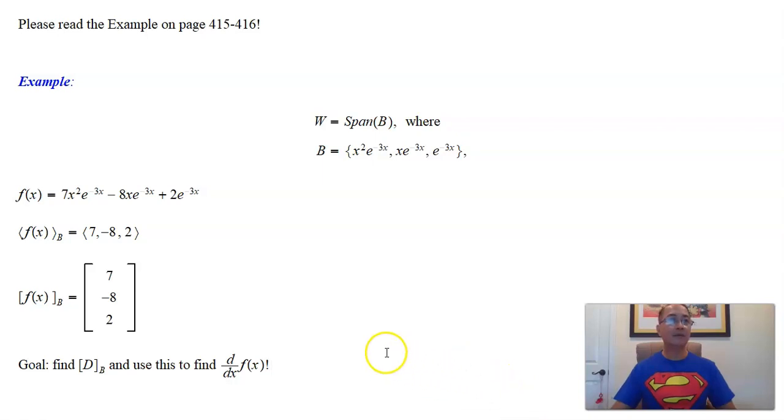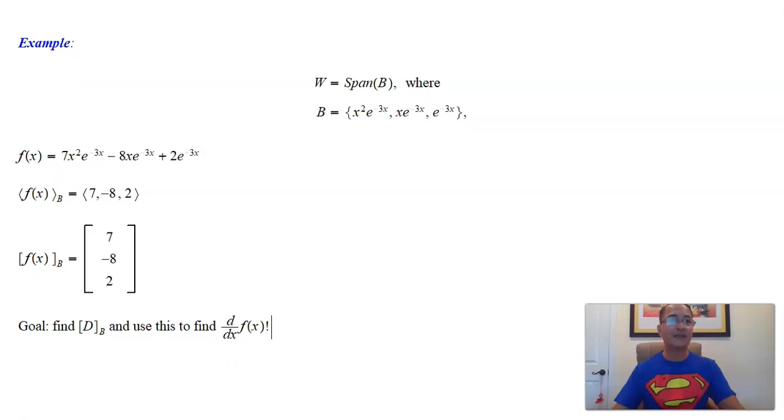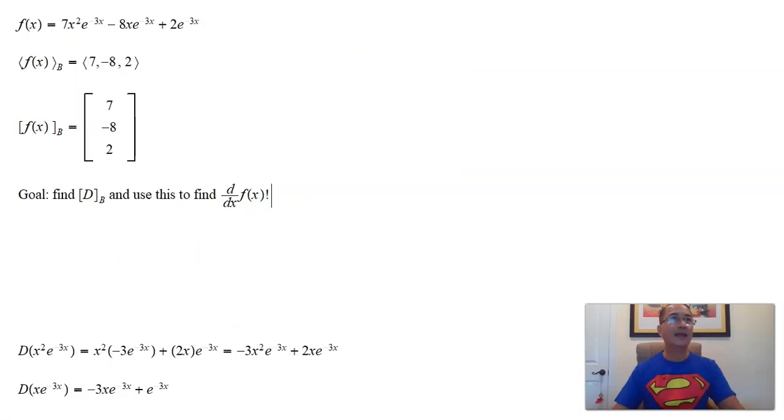So, the steps are, we need to find the derivative of these three functions and put them together into a single matrix. In column 1, we have the coordinates of the derivative for this function, column 2 for this function, column 3 for this function. But wait a minute, didn't we find those derivatives last time? Oh, yes, we did. And I have them hiding right here.